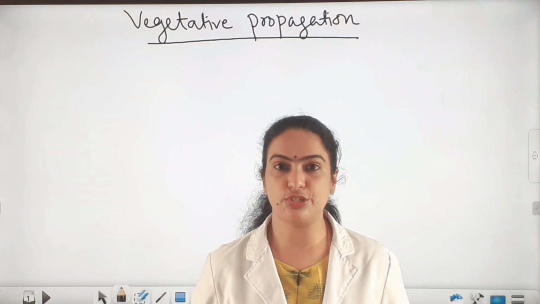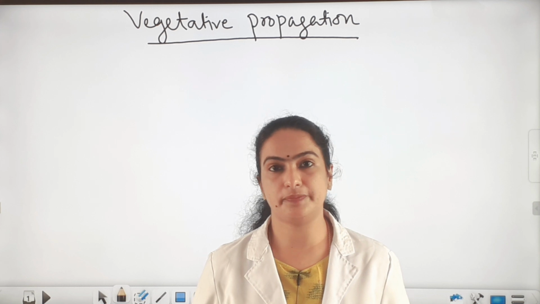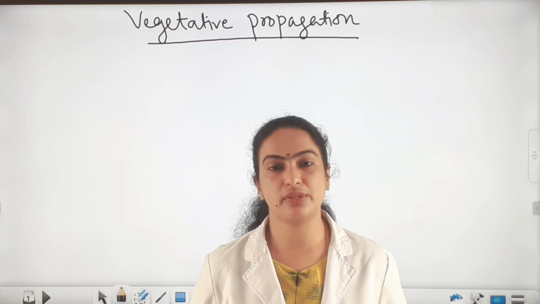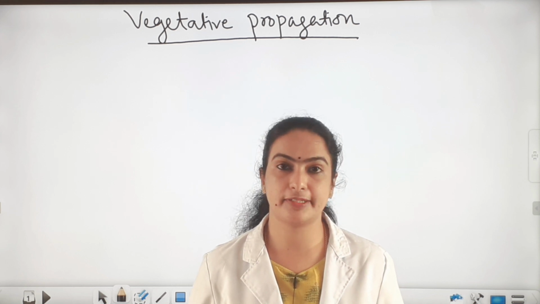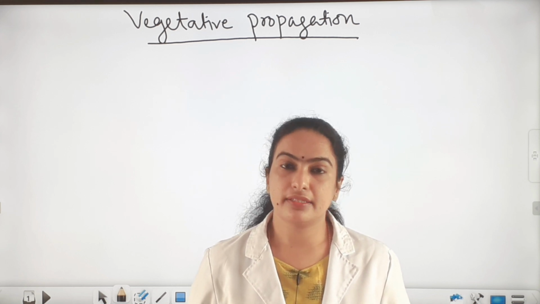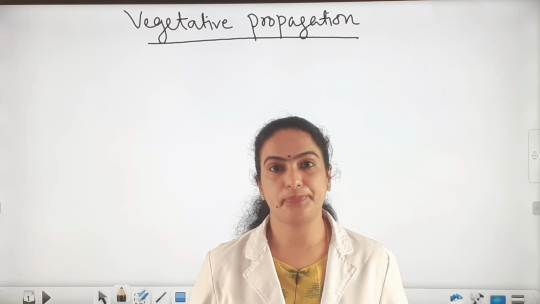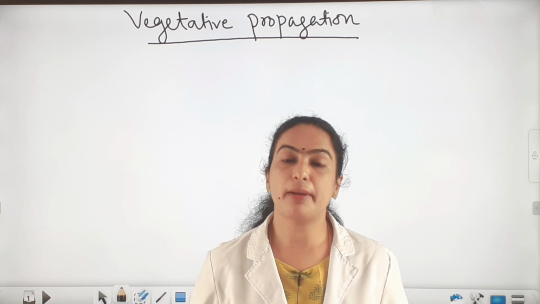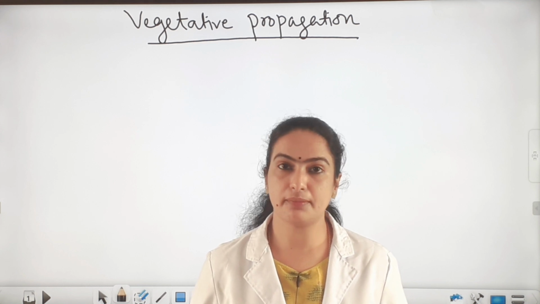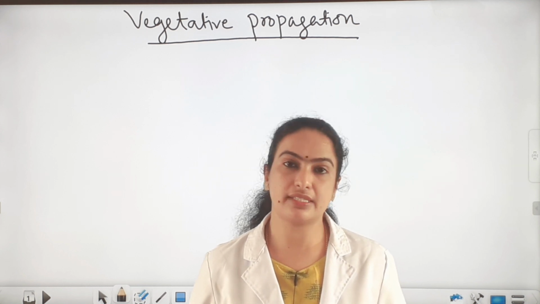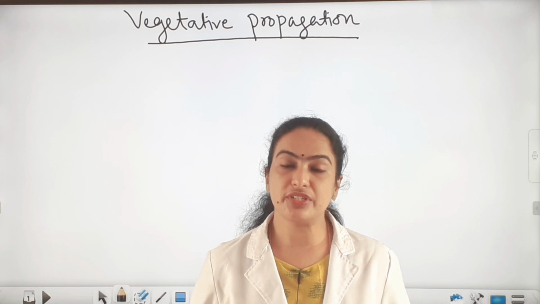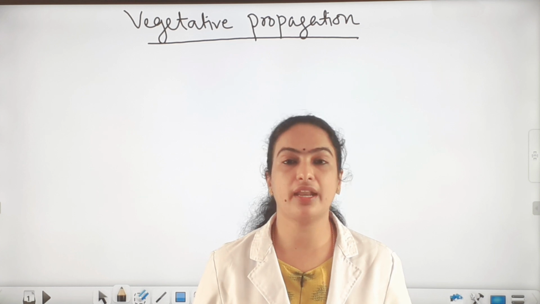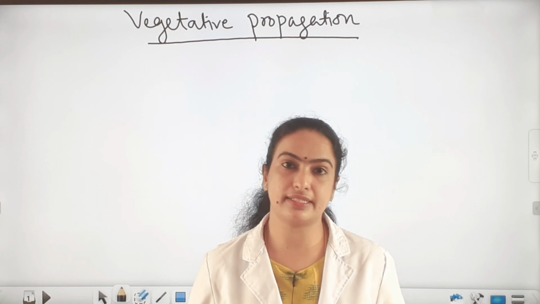Now I am going to teach you vegetative propagation. As I told you, vegetative propagation is a method of asexual reproduction seen in plants. In this method, plants can produce their offsprings or young ones from vegetative parts such as stem, root, leaves, etc. Vegetative propagation is commonly seen in plants which lose their ability to produce seeds.